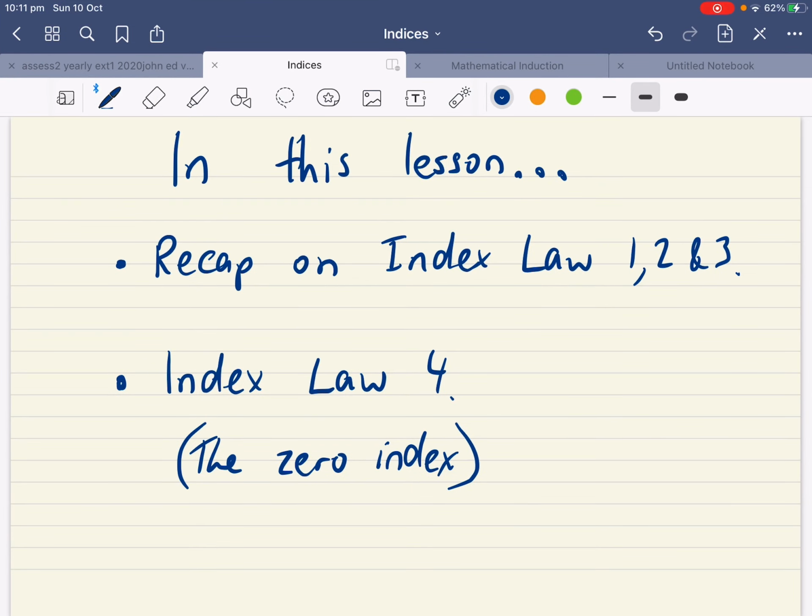Okay, so in this lesson, we will do a quick recap. You won't need to copy it into your books. Just a quick recap on index laws 1, 2, and 3. And then we'll get straight on to the main event: index law number 4, the zero index, the final one that we need.